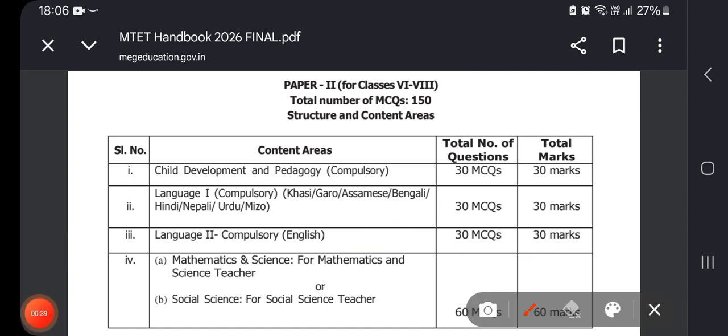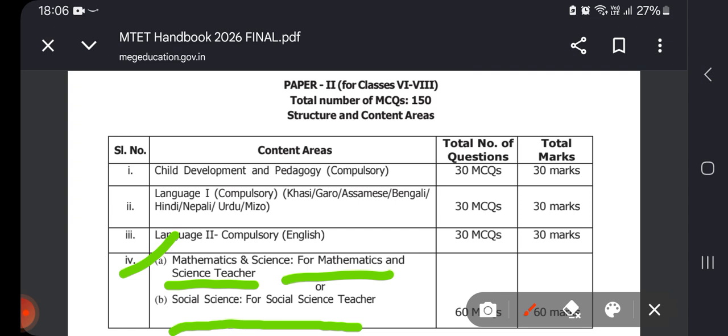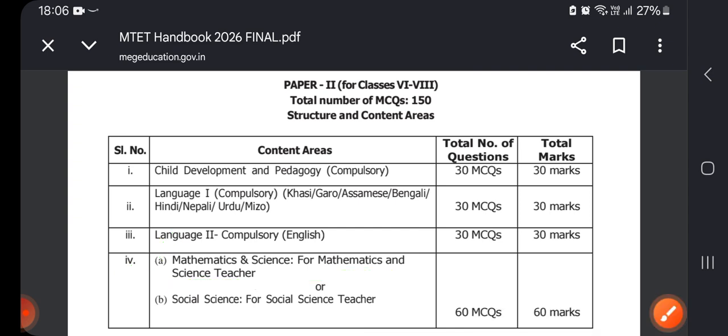Fourth is optional: for those who want to become a social science teacher, and for maths and science for those who want to become a maths or science teacher. So we'll deal with them one by one.